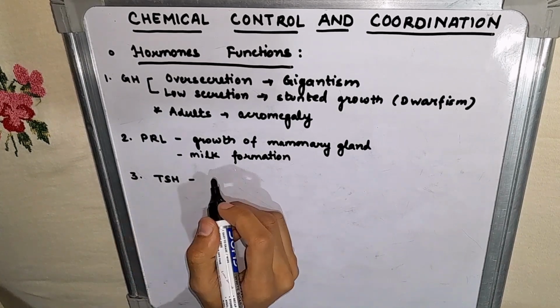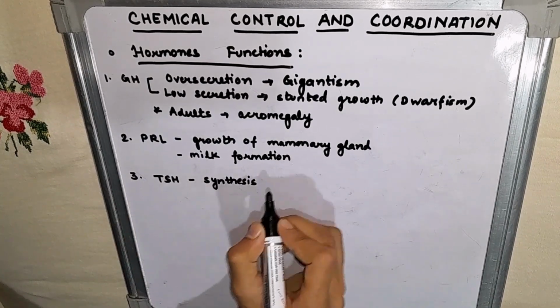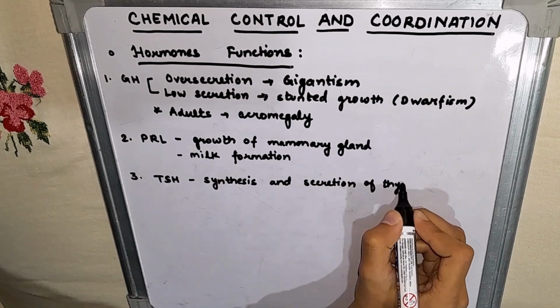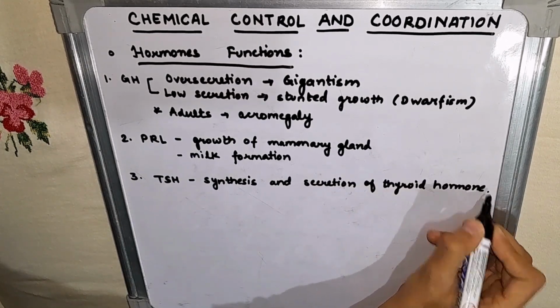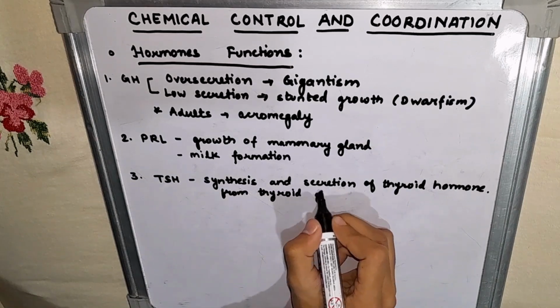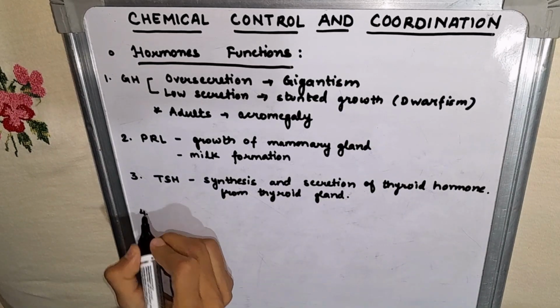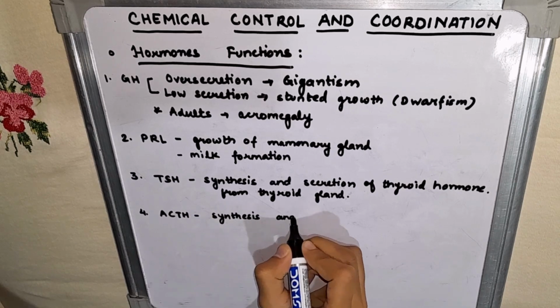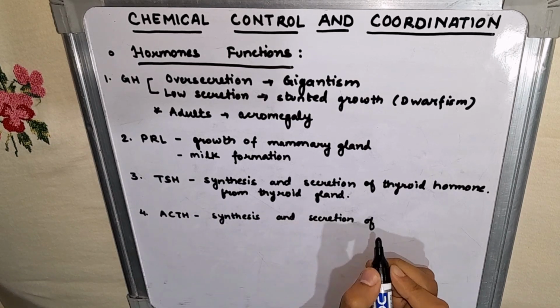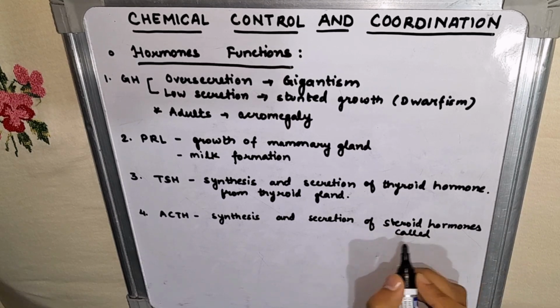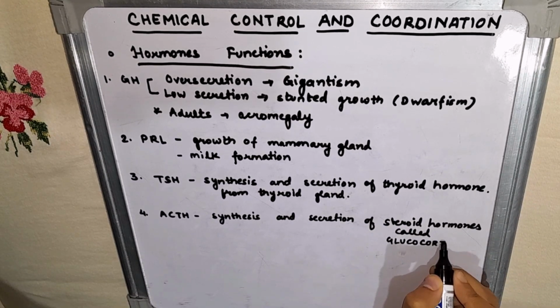Third is your TSH, thyroid stimulating hormone. Its function is synthesis and secretion of the thyroid hormones from the thyroid gland. Fourth is your ACTH or adrenocorticotropic hormone. Its function is synthesis and secretion of the steroid hormones called glucocorticoids.